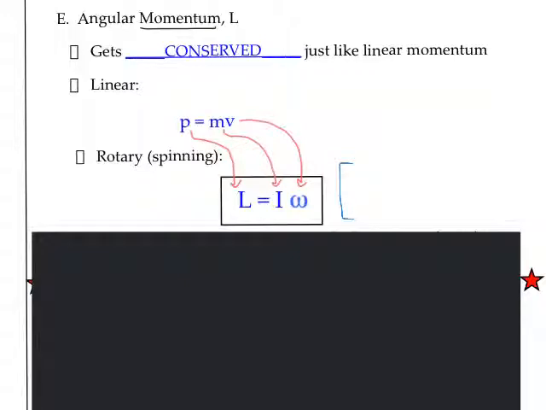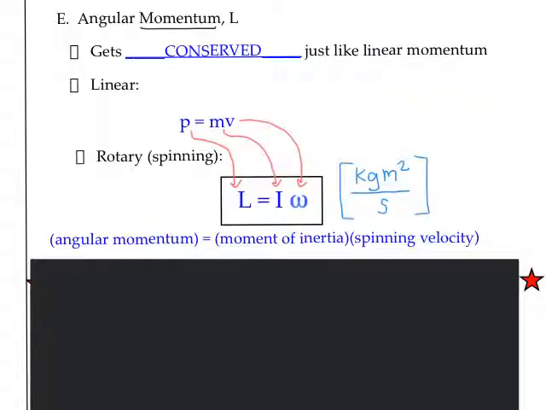The units for angular momentum will be kilograms times meters squared. That comes from the moment of inertia. And then we don't have to write the radians, but we do still need to show that we're dividing by the seconds from our angular velocity. So again, I went ahead and wrote out what each of those variables stand for. Whenever you see spinning, that can also be angular or rotational.